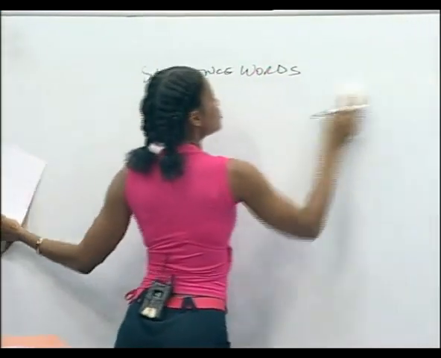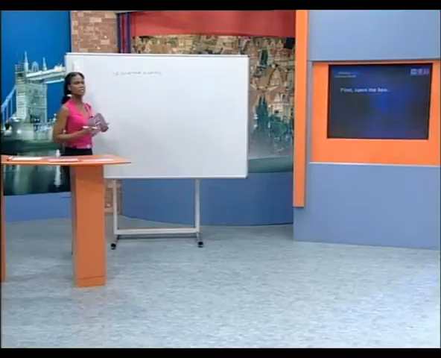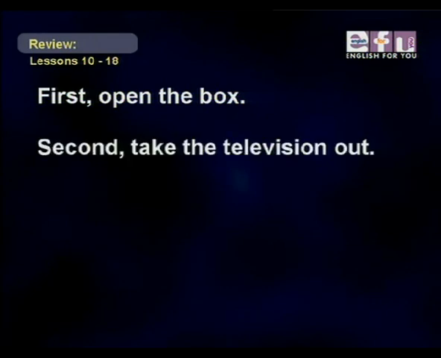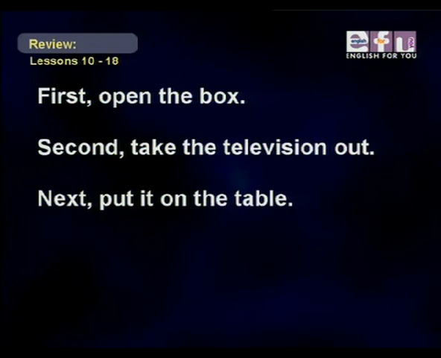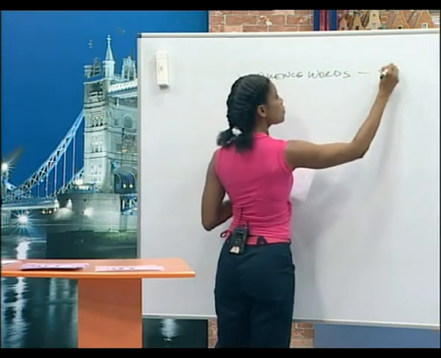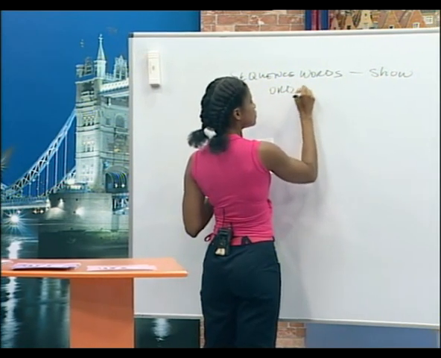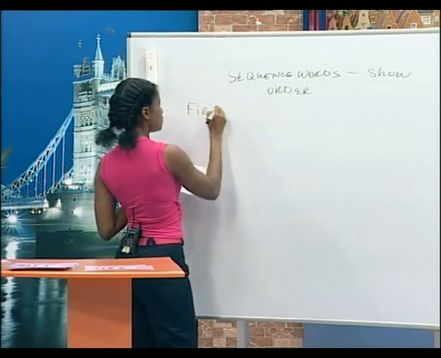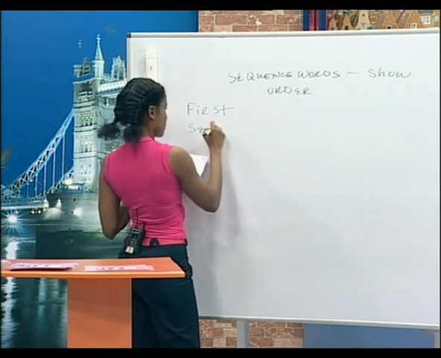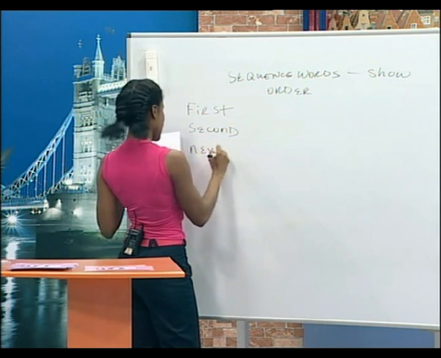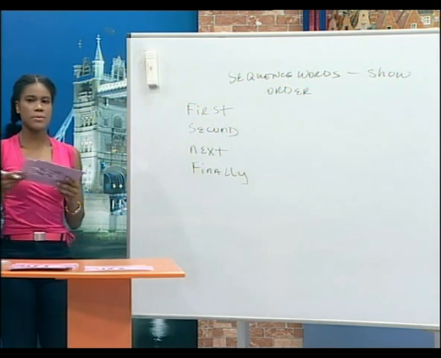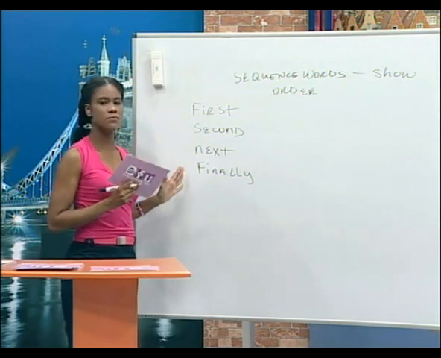Okay. Now, let's review sequence words. Here are some examples. First, open the box. Second, take the television out. Next, put it on the table. Finally, plug it in. Okay, so sequence words show the order of events. They tell us which order the events happen. Some examples of sequence words are first, so of course something happened first, second, next, finally. Okay, so first, second, next, finally.